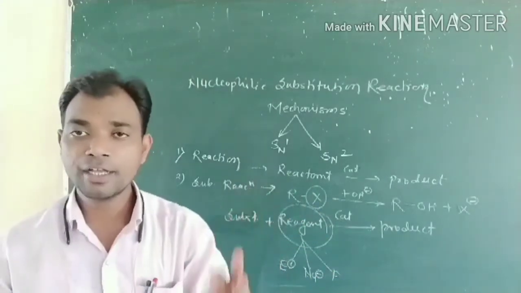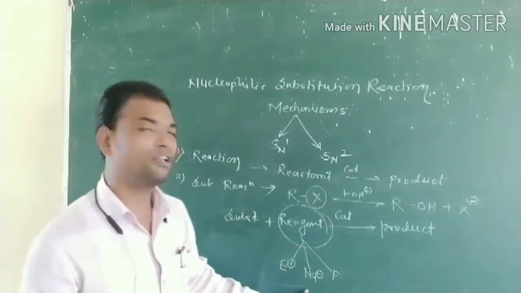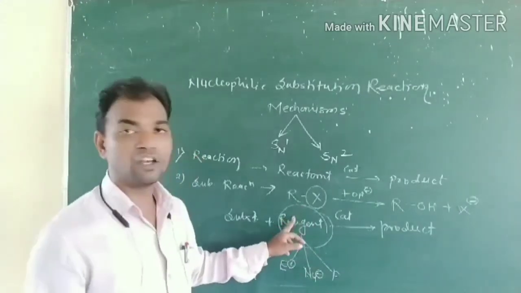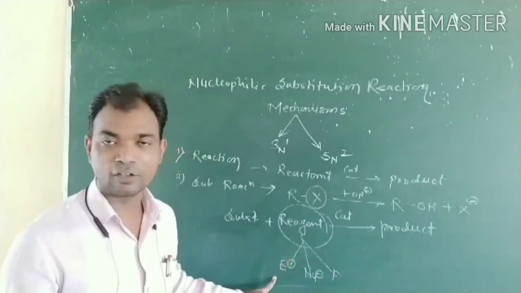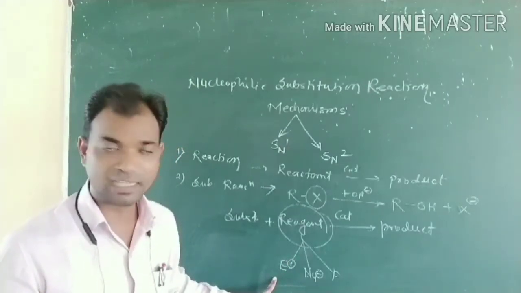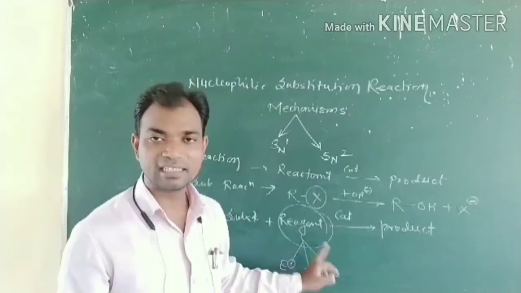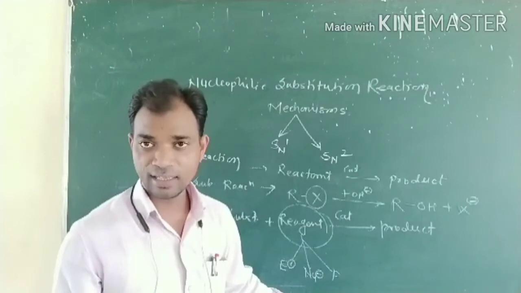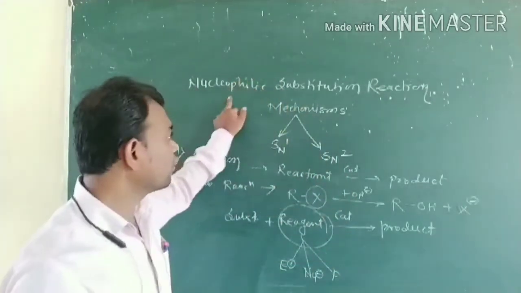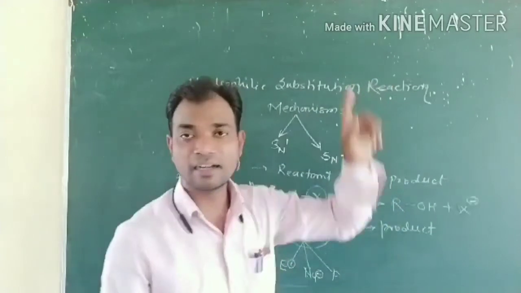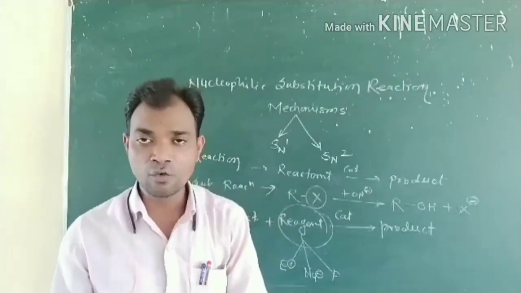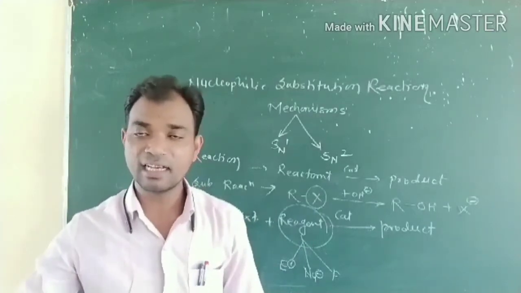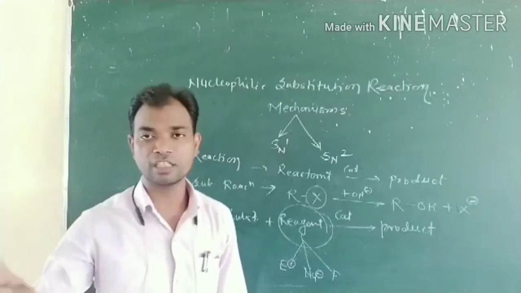If we take the reagent as a nucleophile, then it is called the nucleophilic substitution reaction. If instead we take the reagent as an electrophile, then it is electrophilic substitution reaction. If we take the reagent as a free radical, then it is called the free radical substitution reaction. Are you got it? That means in nucleophilic substitution reaction, one nucleophile is substituted or replaced by another nucleophile.